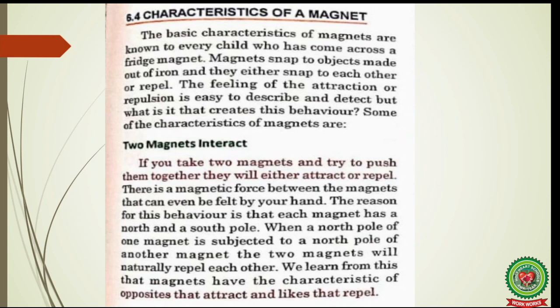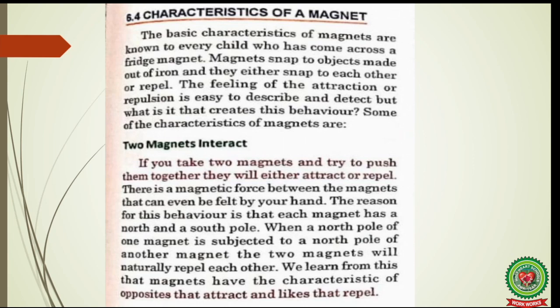Students, let's read the topic for better understanding. Characteristics of a magnet. The basic characteristics of magnets are known to every child who has come across a fridge magnet. Magnets snap to objects made out of iron. The word snap means stick. Magnets snap or stick to objects made out of iron, and they either snap to each other or repel. The feeling of the attraction or repulsion is easy to describe and detect, but what is it that creates this behavior? Some of the characteristics of magnets are, first one is, two magnets interact.